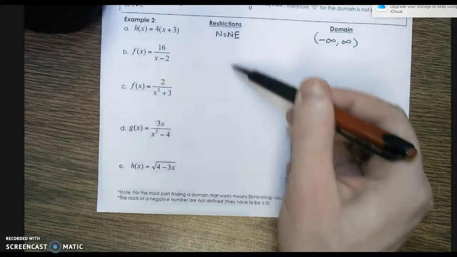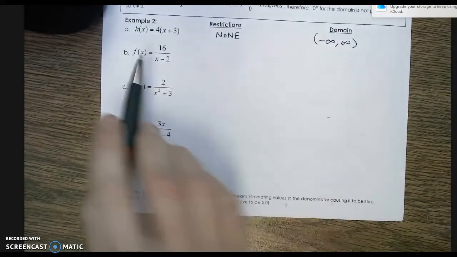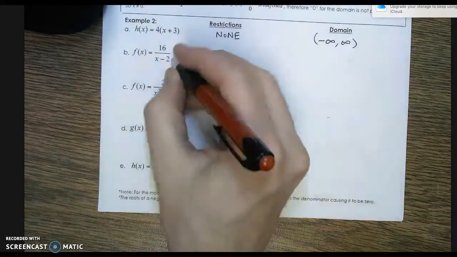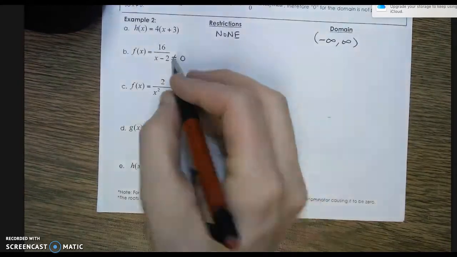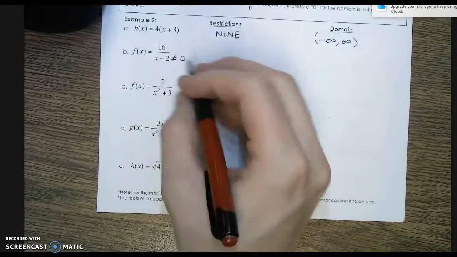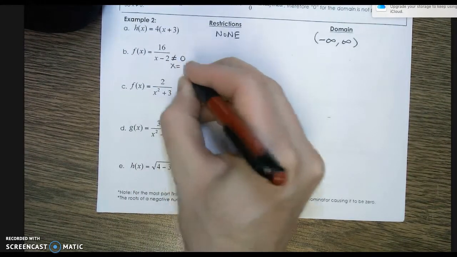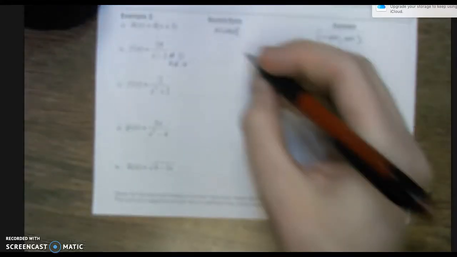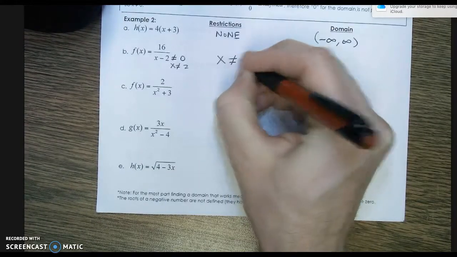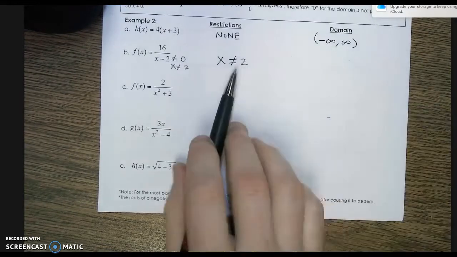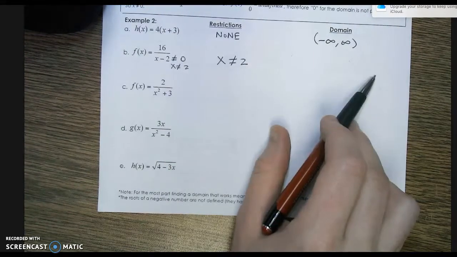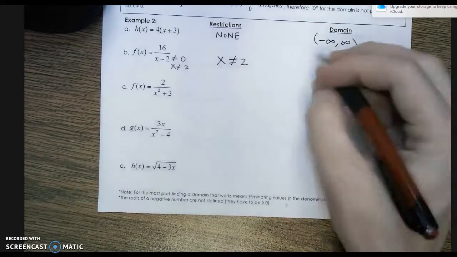So my restrictions are what does not work. My domain is what does work. So if I look here, I can't have 0 in the bottom. I can't let the bottom equal 0. So what will make 0 in the bottom? Well, if I add 2 to the other side, I see that x cannot be 2. So that's my restriction. x cannot be 2. Well, how do I write then what does work? If 2 doesn't work, then what does work? Well, everything smaller than 2 would work.